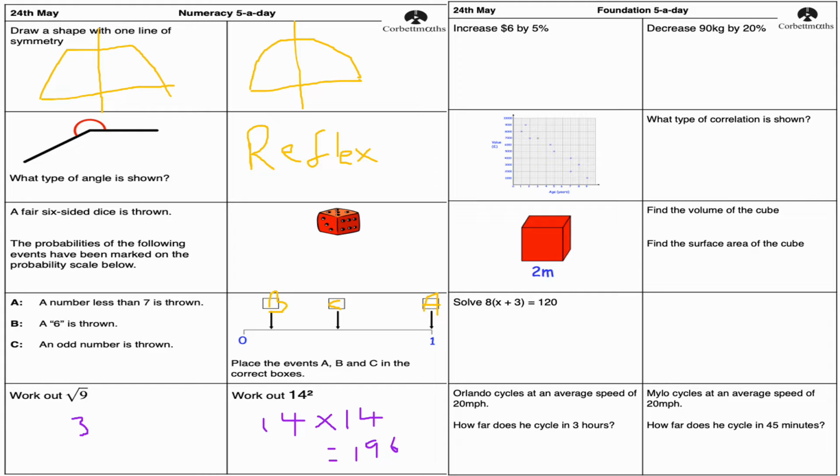Increase $6 by 5%. Again, I can do this one of two ways. I can work out 5% of $6, or I can do $6 times 1.05, because I'm increasing it, so I'm going to times it by that. So 10% will give me 60 cents. 5% will give me 30 cents. So I add it on, I get $6.30, when I work it out.